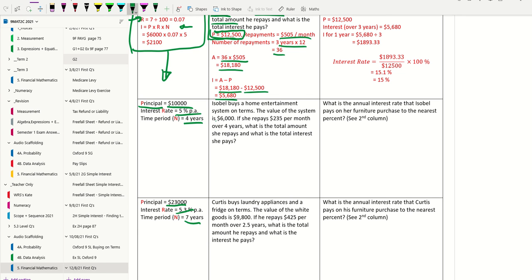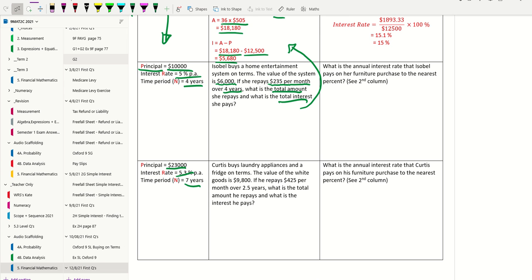So looking at these questions below, reading them out, Isabel buys a home entertainment system on terms. The value of the system, so there's that first one you're after, the value of the system is $6,000. She repays $235 per month over 4 years. So what is the total amount that she repays, and then what is the total interest? So you will be doing that using the working out that I've already gone through here before.